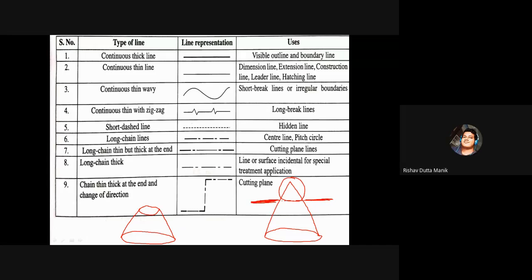If you observe this cone from the top side, it will look like this. But if you observe this cone from the front side, it will look like this. You can see only a straight line from the front side. So from the top side, this portion is the cut portion of the cone. This cut portion of the cone is represented by hatching line like this.